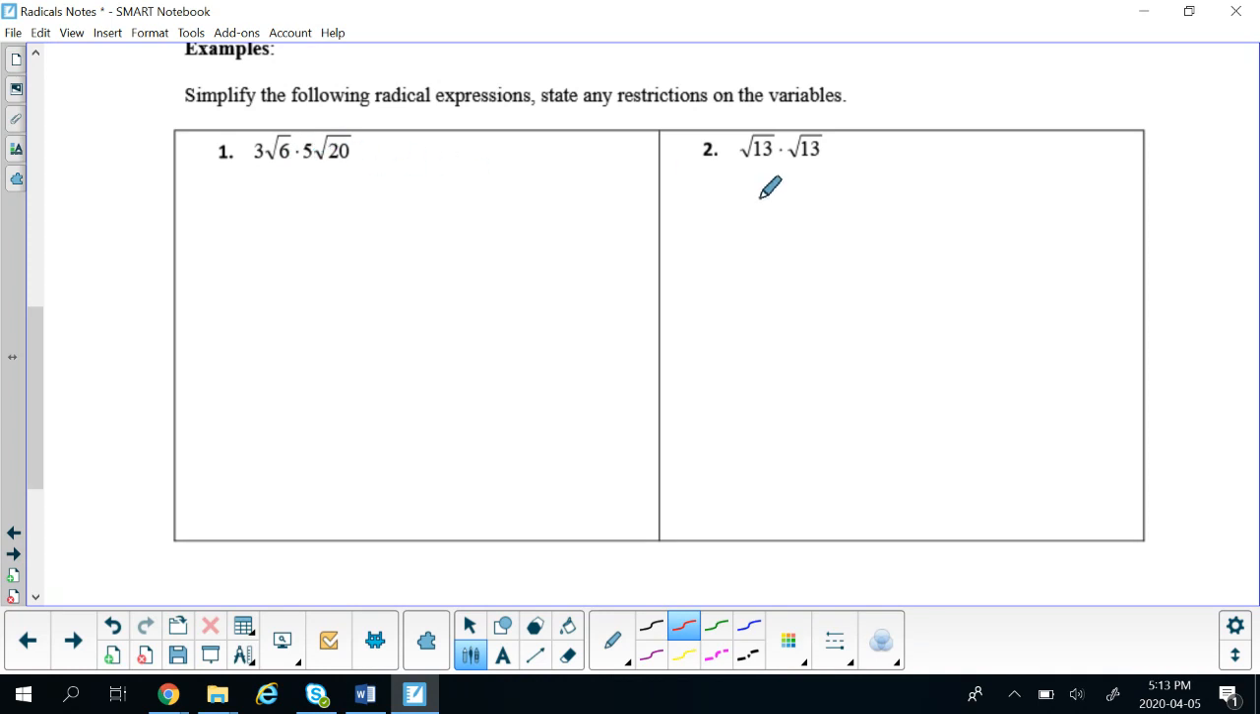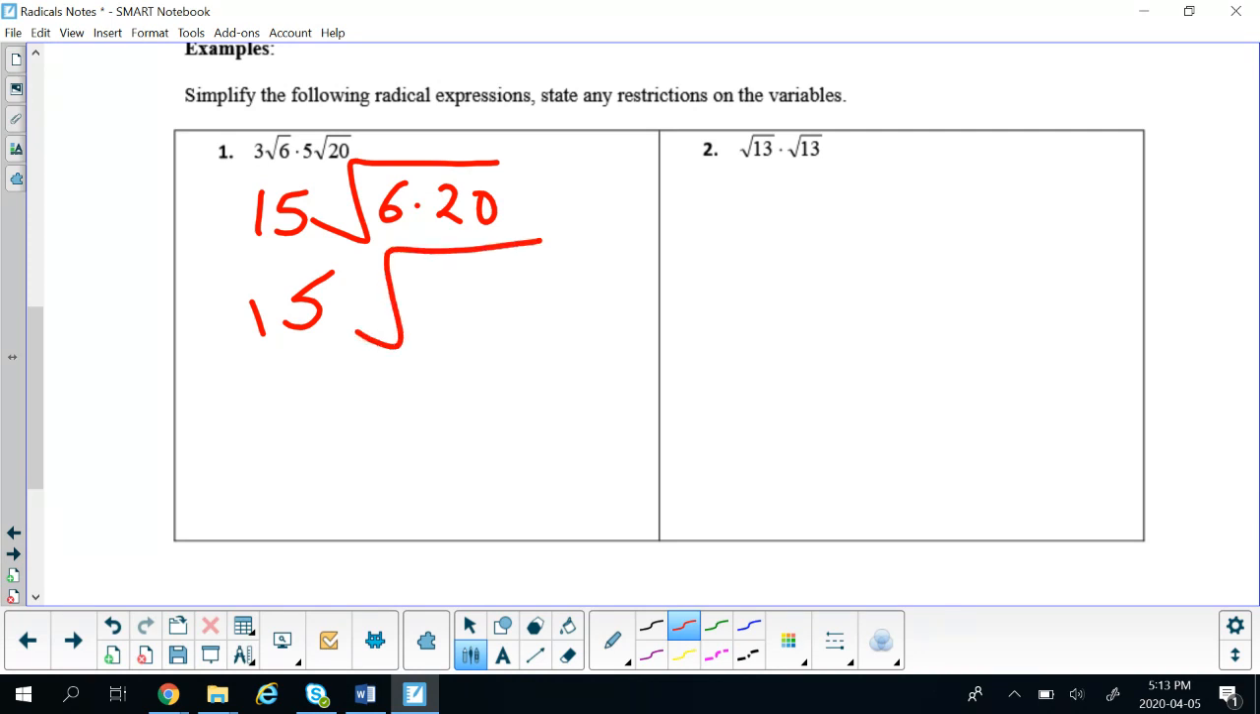Okay, so 5 times 3 is 15. And inside the radical, we have 6 and 20. So we're going to multiply 6 by 20. So 15, this becomes 6 times 20 is 120. Okay. We have to simplify this further.